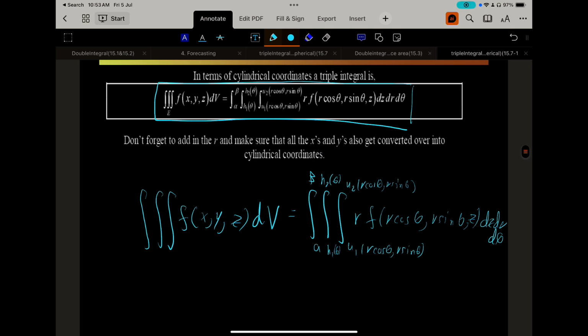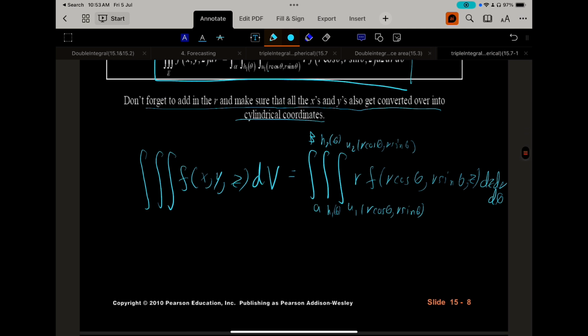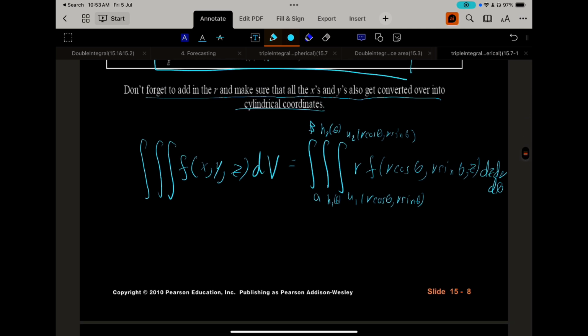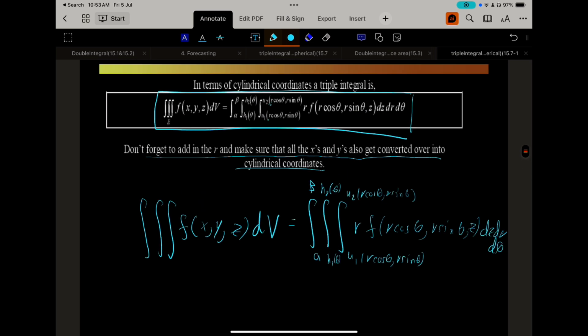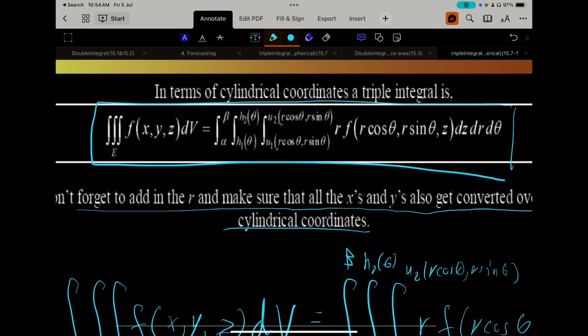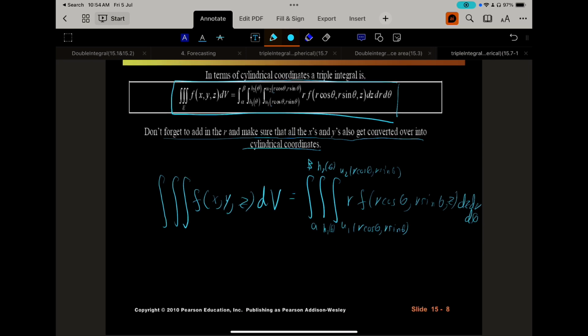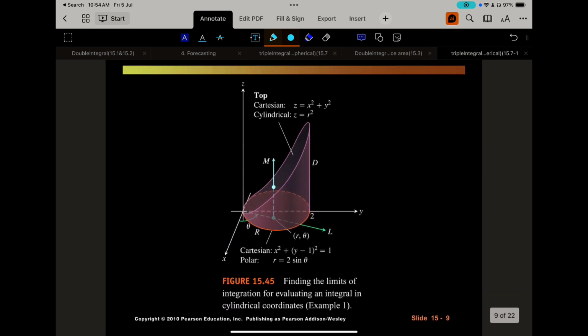So also don't forget to add the r. Make sure that all the x's and y's also get converted over to cylindrical coordinates. So you're going to add the r in the x's and y's, and also you're going to add it in the boundaries of the integral. And so that's basically our integral. If we zoom in a little bit, you can see it better. That's the integral. Now let's try to solve it. Let's show you something here.